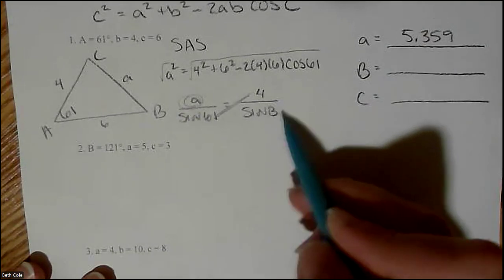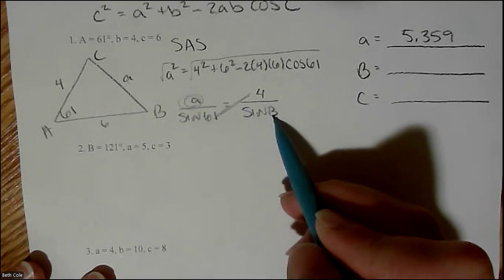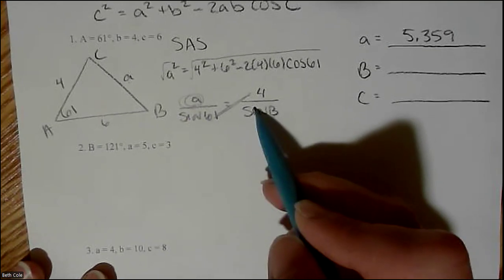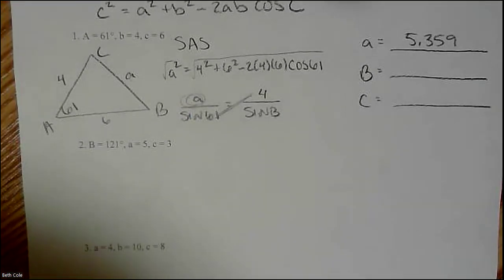I'm trying to find angle B, and I need to do sine inverse because I'm looking for the angle. So I need to undo this sine that's here. So I'm going to do sine inverse and then do cross multiply and divide. We've done that before. You guys did that with the pattern SSA.